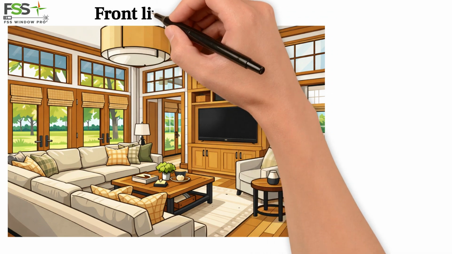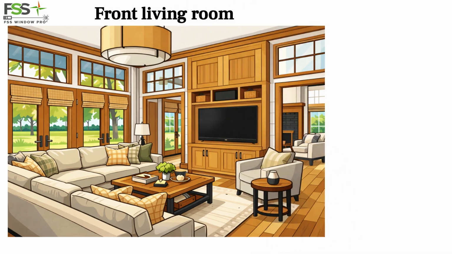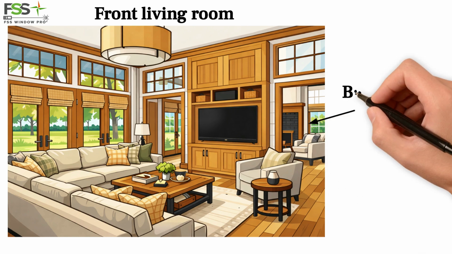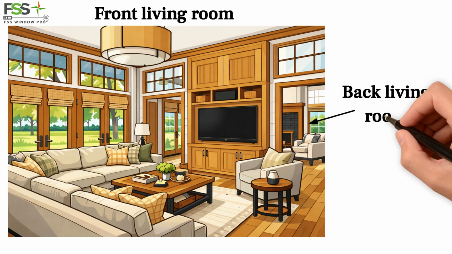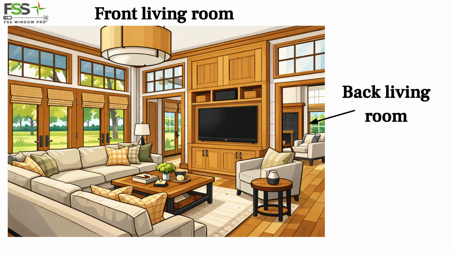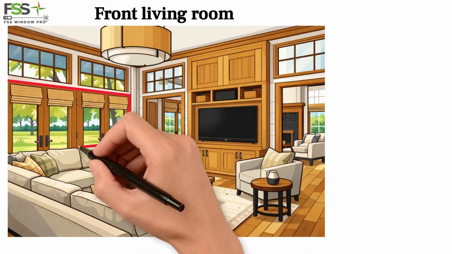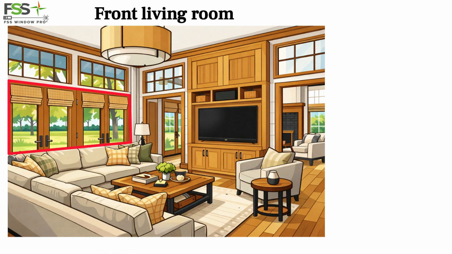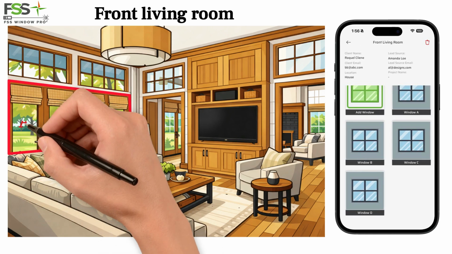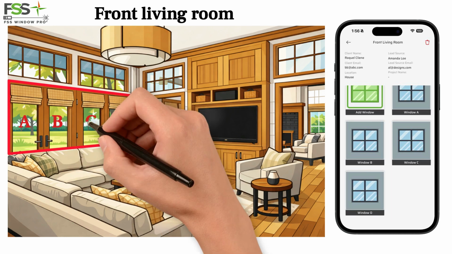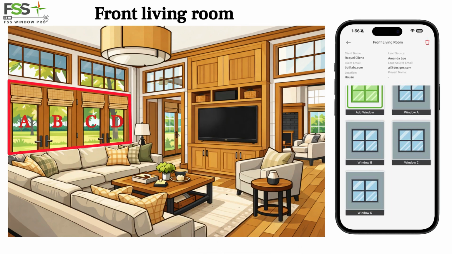Now let's look at a second scenario. In this room, let's call it the front living room, we have a little more complexity. You can see there's another space behind it that we might call the back living room, so naming the room correctly becomes important. On the wall in the front living room, we have 4 doors or windows. We can simply name these Window A, Window B, Window C, and Window D.